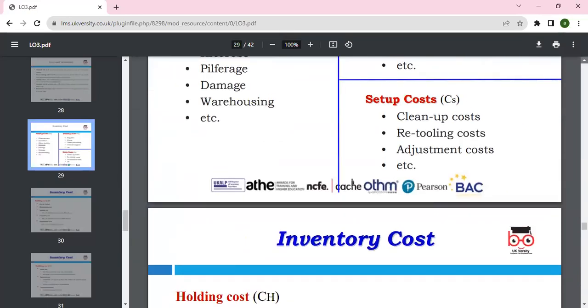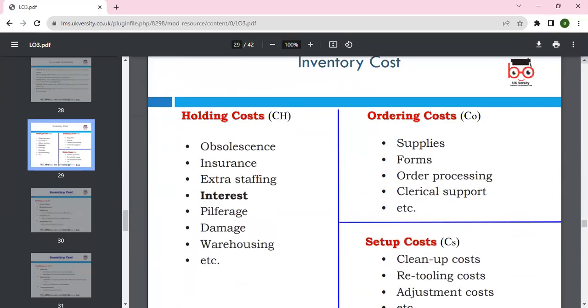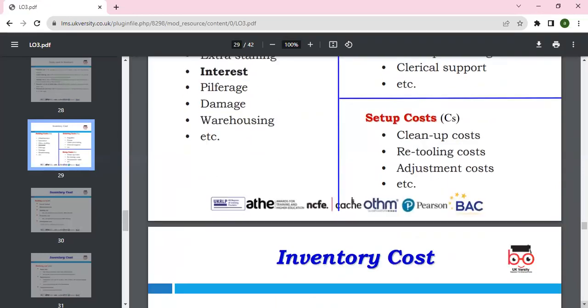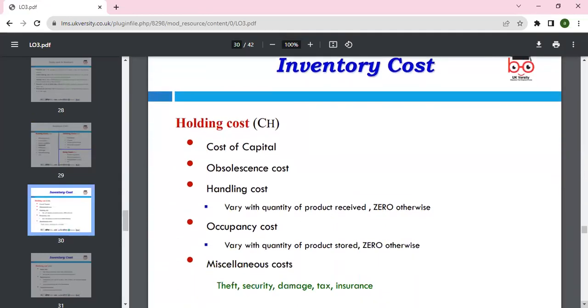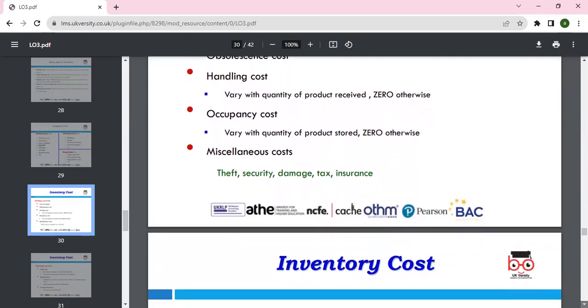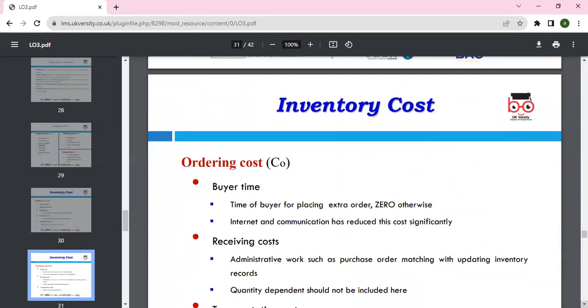So we can look at holding costs: obsolescence, insurance, extra staffing, interest, pilferage, damages, and warehouse. Then ordering costs: supplier forms, ordering processes, and sometimes taxes can vary, which are tariffs, and the cleanup costs, the tooling and adjustment. These are inventory costs: holding cost, space holding, occupancy cost, miscellaneous cost. These are very important to monitor in inventory management.